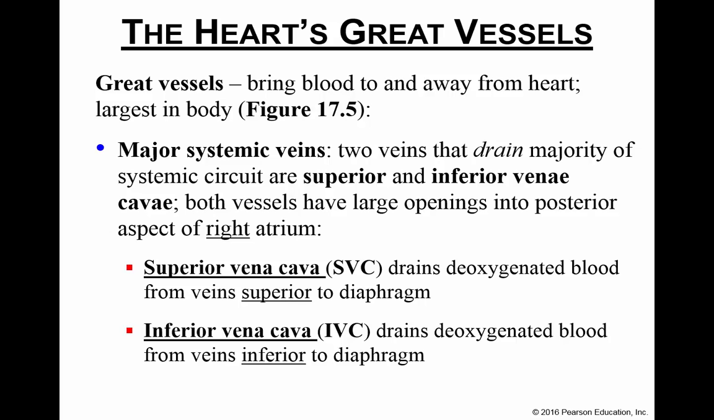The great vessels, as I said, are the blood vessels that bring blood to the heart and take it away from the heart. And the major systemic veins are the superior vena cava, which drains all the deoxygenated blood from anywhere above the diaphragm. And then the inferior vena cava drains the deoxygenated blood from any veins that are inferior to the diaphragm, and it's going to empty directly into the heart, into the right atrium.